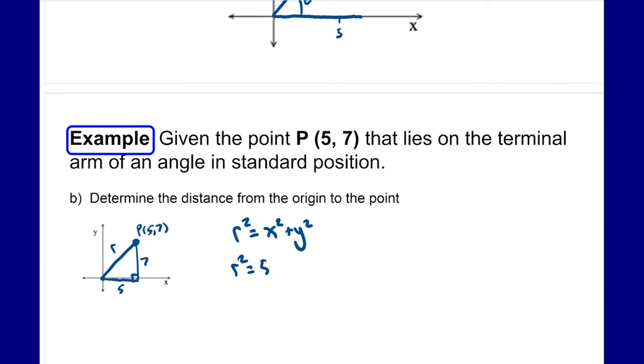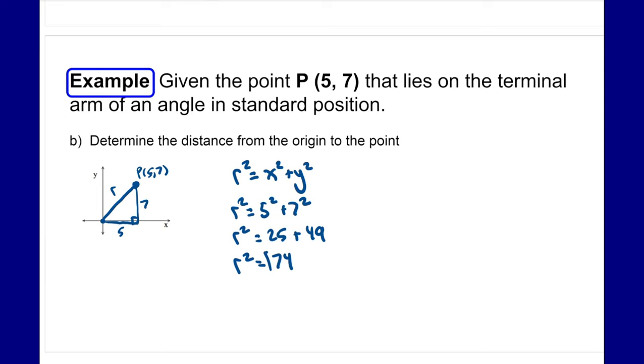r squared equals 5 squared plus 7 squared. r squared equals 25 plus 49. Again, I'm just going through this fully so you can see where all the numbers are coming from. r squared equals 74. I then need to square root both sides to cancel it out, and I'm left with r equal to about 8.6. So the distance from the origin to that point is 8.6.